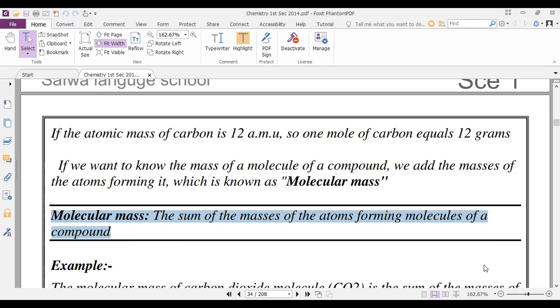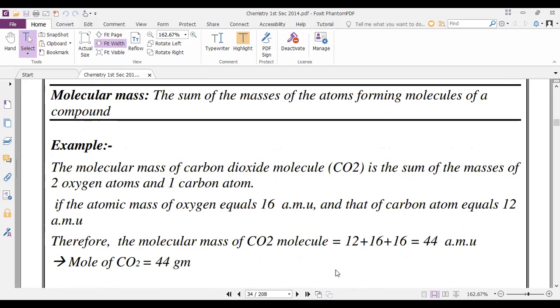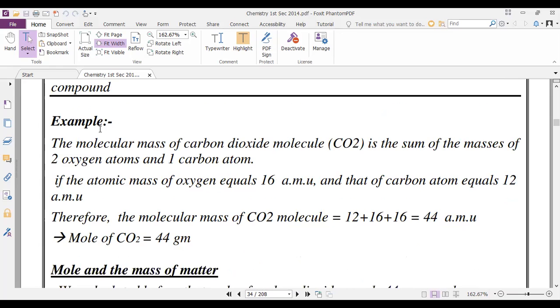The sum of the masses of the atoms forming molecules of a compound. Yes, the sum of atomic masses of the atoms forming this molecule of any compound. Okay? So again, what's meant by molecular mass? The sum of masses of atoms forming molecules of a compound. Excellent. So this example, try to read it, please.